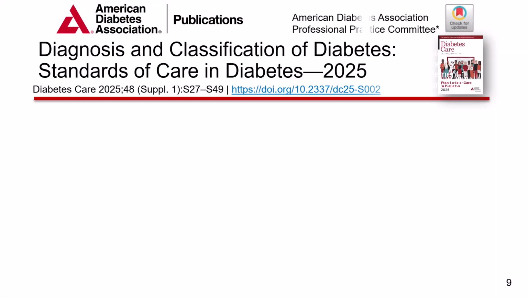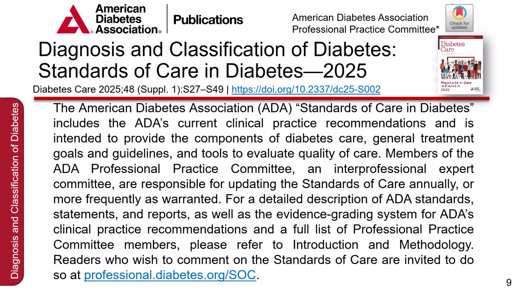The American Diabetes Association Standards of Care in Diabetes includes the American Diabetes Association's current clinical practice recommendations and is intended to provide the components of diabetes care, general treatment goals and guidelines, and tools to evaluate quality of care. Members of the American Diabetes Association Professional Practice Committee and Interprofessional Expert Committee are responsible for updating the standards of care annually or more frequently as warranted.